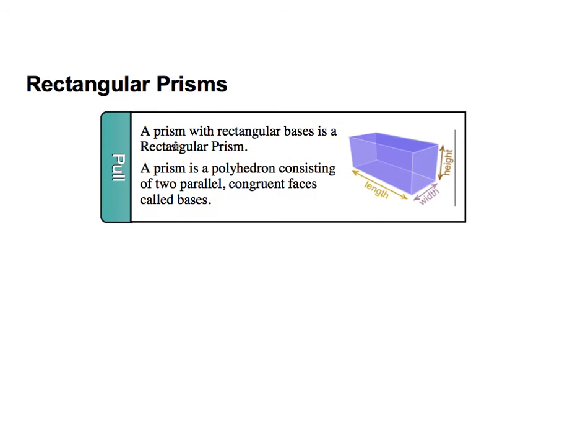Rectangular prisms, just to make sure: it is a polyhedron. It has two parallel bases, so it sits on a base, and then all the sides are parallel to each other. Anything that has sides that come to a point is called a pyramid. So we have to make sure that the sides are parallel to each other, and it sits on a base, and the base is what gives it its name. In this situation, since the base is a rectangle, we call it a rectangular prism.